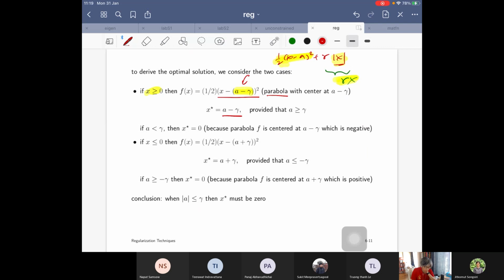But because I derived this under the condition that x is bigger than 0, x star would be this, provided that a must be bigger than gamma. So x star must be non-negative. Of course, if that condition doesn't hold, if a is less than gamma, x star should be 0, because the parabola is centered at a minus gamma, but a minus gamma becomes a negative value.